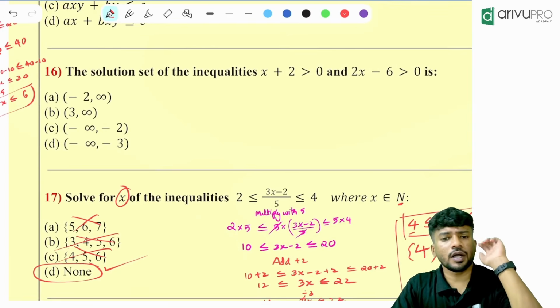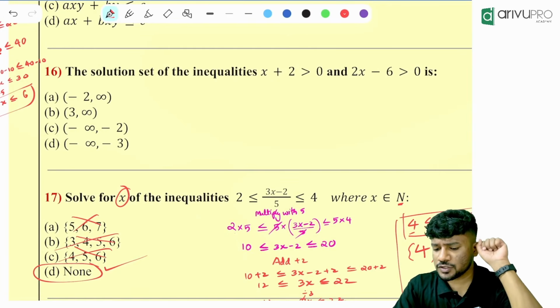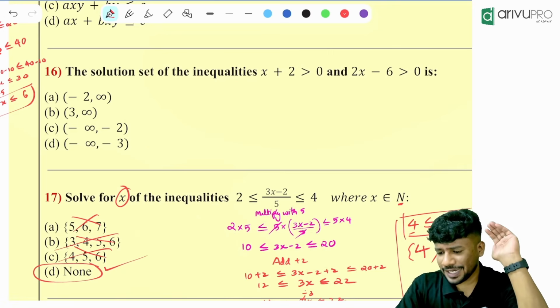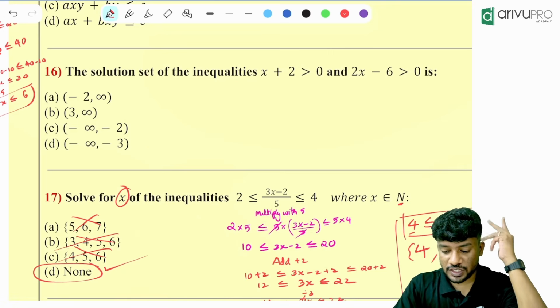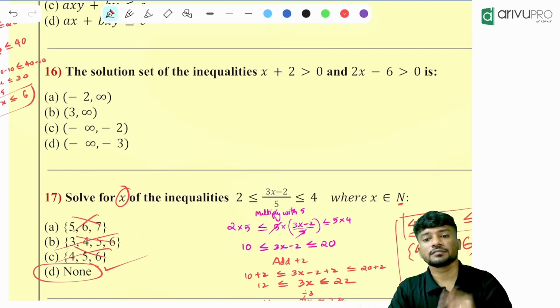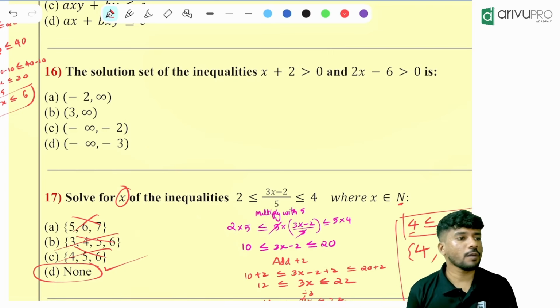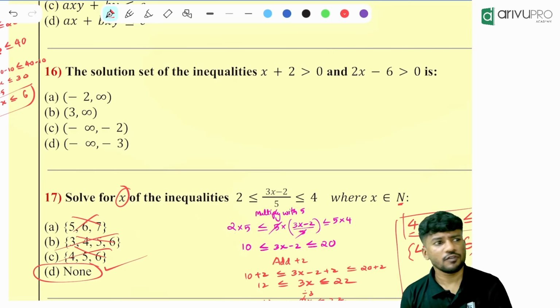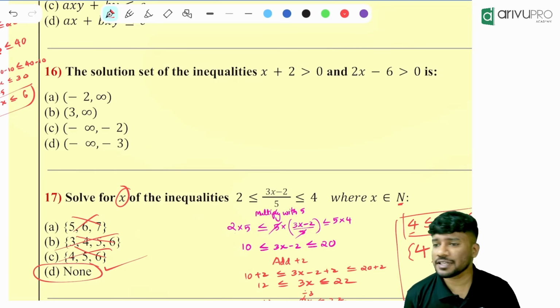Solution of the inequality x plus 2 greater than 0 and 2x minus 6 greater than 0. Which is the solution is the question. Can anyone tell me how to approach this? Two methods are there. Either you can option hit or you can solve it. First, I will show you the solving method. Then we will go for the option hitting method.